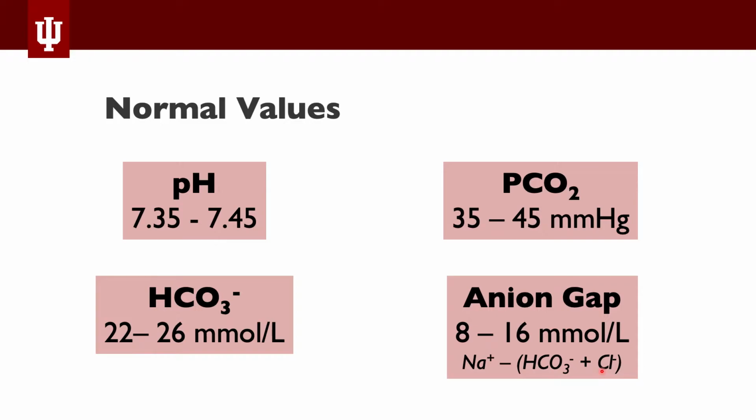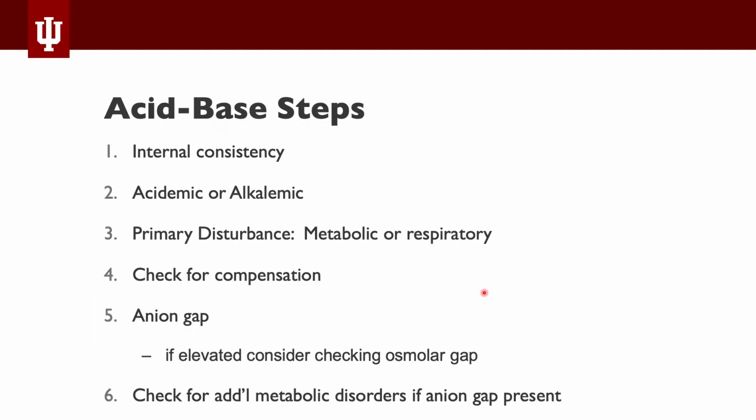So let's get started with our algorithm. Step one is to check for internal consistency. This is using a modified Henderson-Hasselbalch equation. Step two is to decide if our patient is acidemic or alkalemic. This is fairly simple. If it's low, acidemic, high, alkalemic. Third is to figure out if this is the primary problem, metabolic or respiratory. Fourth is to check for compensation. So if you have a primary metabolic problem, you want to look to see if they have respiratory compensation and vice versa.